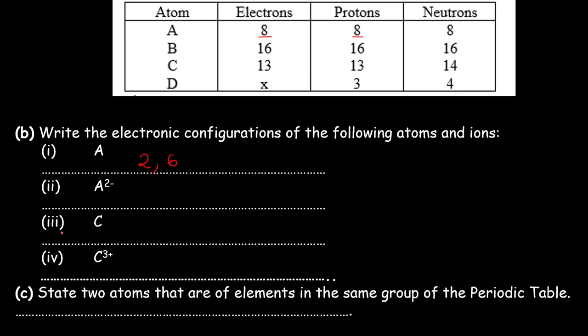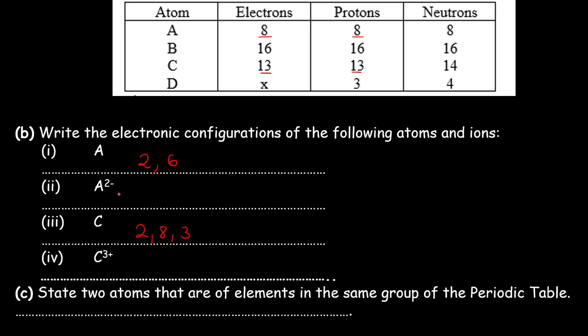Let's first look at Roman 3, our C. C has 13 electrons and 13 protons, so the electronic configuration will become 2, 8, 3. 2 plus 8 is 10, 10 plus 3 is 13.